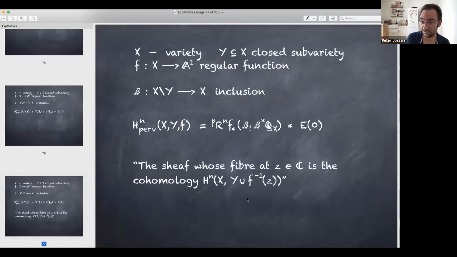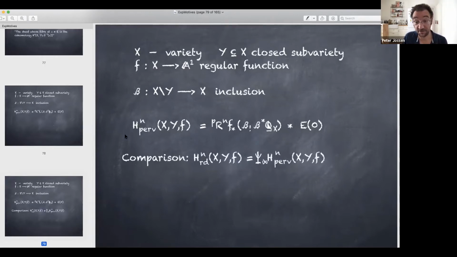The quotation mark is there because it's not actually true for all points z, but only for those z which are non-singular for the map f. So outside the critical values of f, this is true. So this is just to say it's not a complicated object, and we can compute its dimension, its monodromy most of the time just by looking at elementary cohomology of pairs. Good.